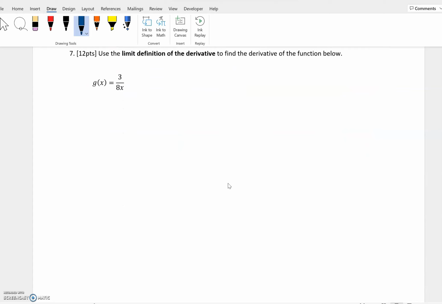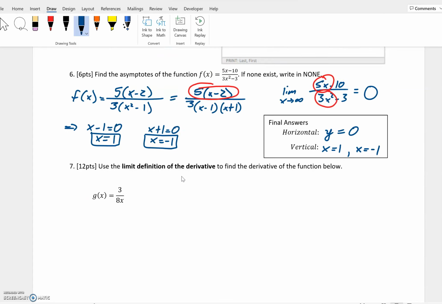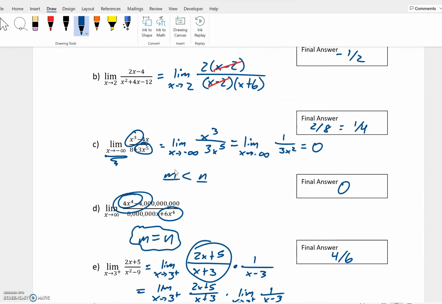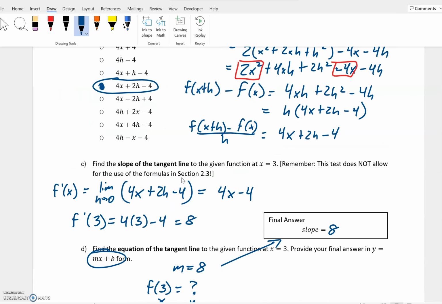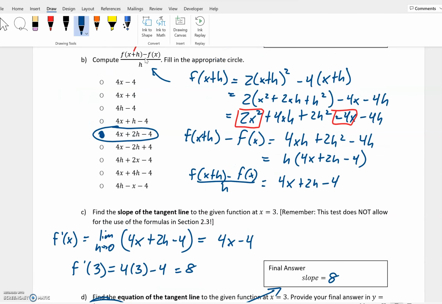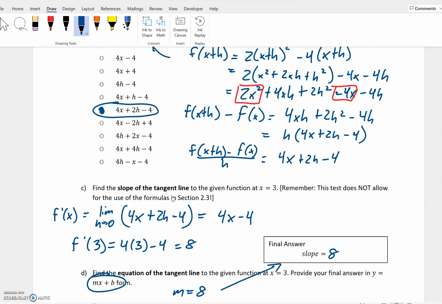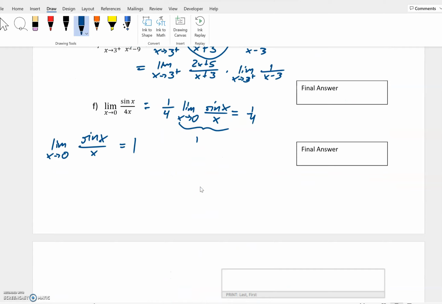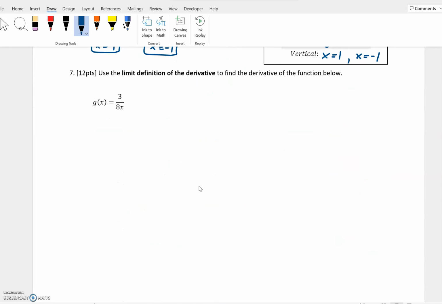All right, for number 7, I chose a limit definition of the derivative. Now, we've done a limit definition of the derivative piecemeal, because we did the difference quotient first and then we applied the limit. So we really did do the limit definition previously. But this one is explicitly calling this out. So if you used a rule, that is not what we were looking for.